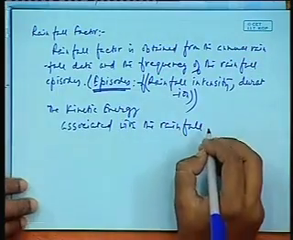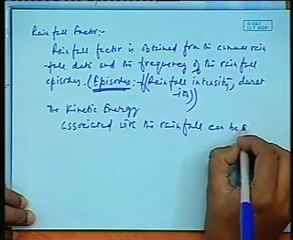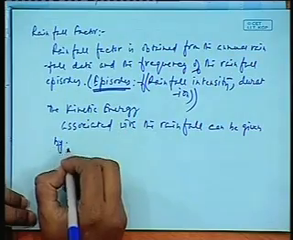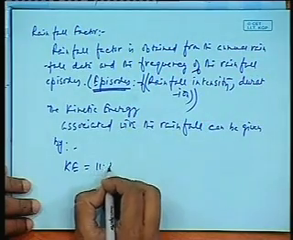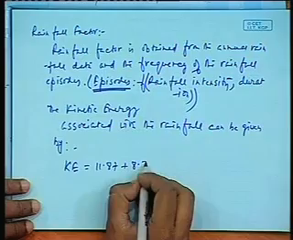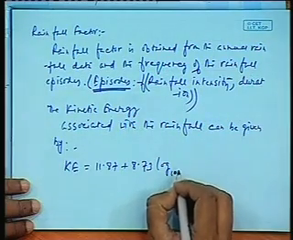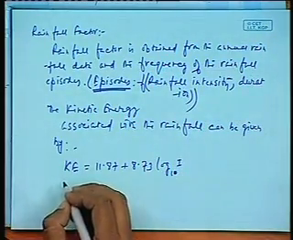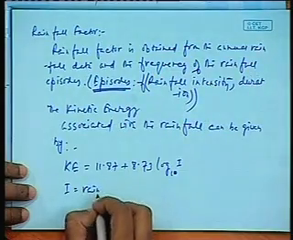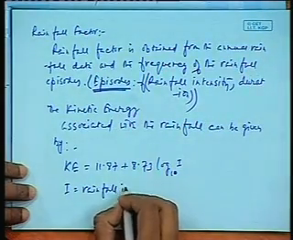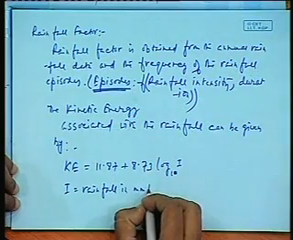The kinetic energy associated with any rainfall can be given by an equation, which is generally an empirical equation and is much used: 8.73 log10 I, where I is the rainfall in millimeter per hour.